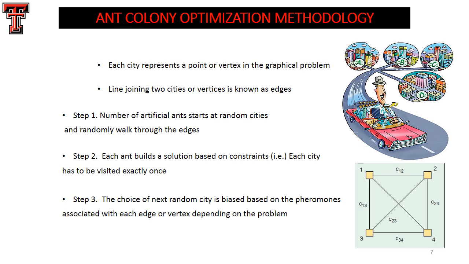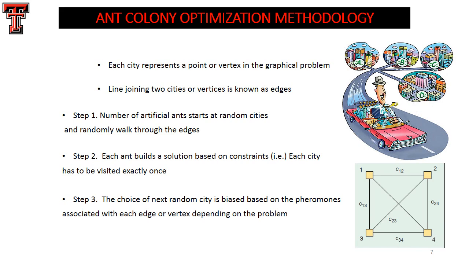In order to represent these NP-hard combinatorial optimization problems in a graphical form, each city the salesman visits can be considered as a point or vertex in the graphical problem, and the path connecting two different cities can be represented as edges in the graphical problem. As already mentioned, each of the paths is randomly assigned a pheromone concentration initially.